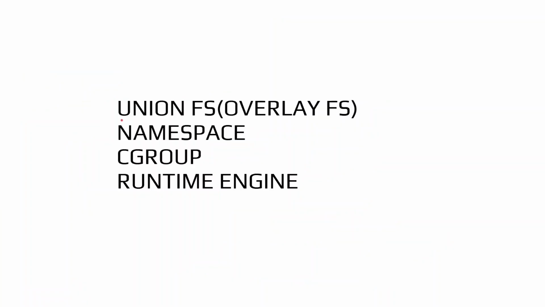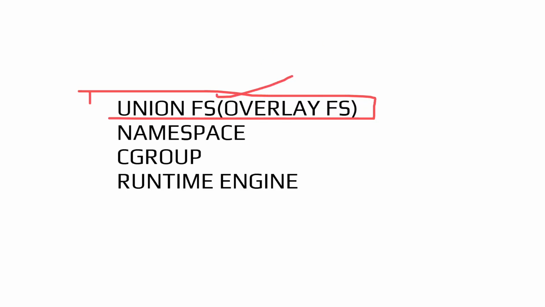First one is union file system. This union file system is also called union mount file system, because we are merging multiple layers of file system together. I wanted to deep dive especially on this union file system, on overlay FS and so on. But as of now, let me explain the high level of this union FS.